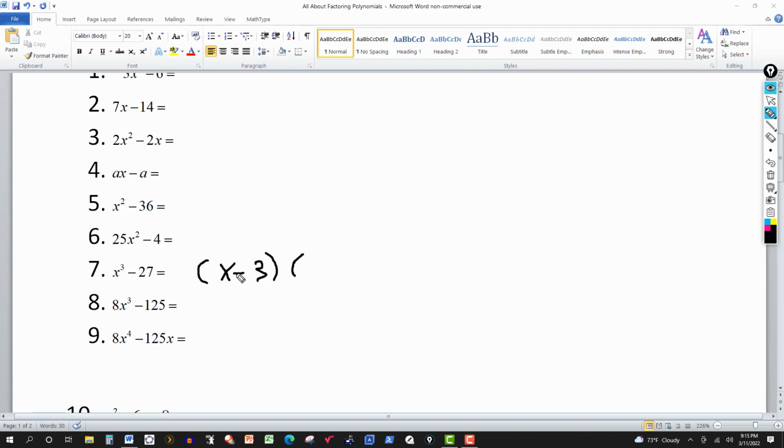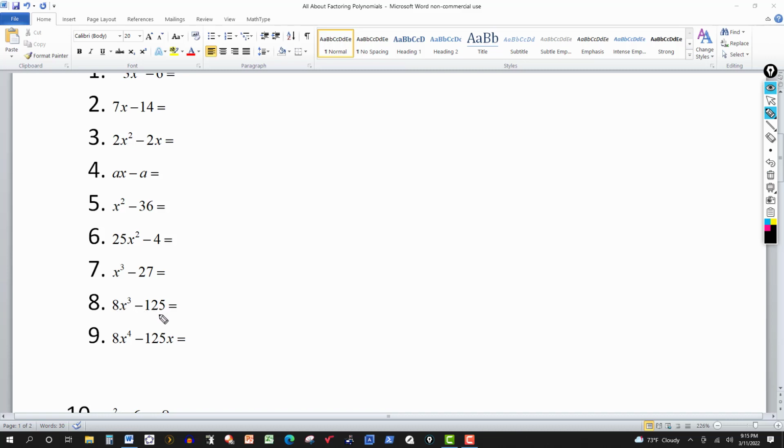The next factor should be the square of that first term in the first factor. So it should be an x squared. Then the sign changes from a minus to a plus. And the product of these two, 3 times x, so it'll be 3x. Plus 3 squared, that's 9. Okay, let's clear this.